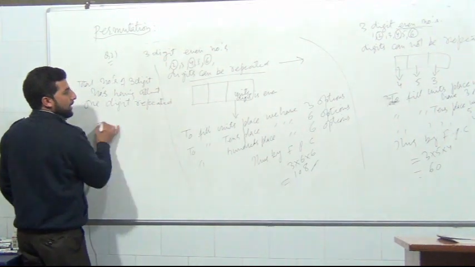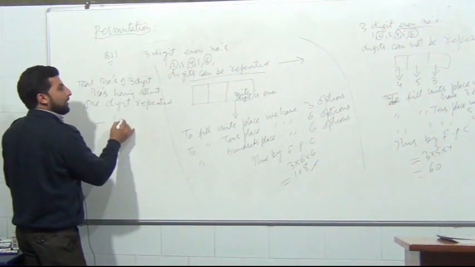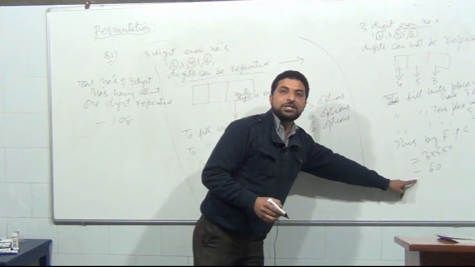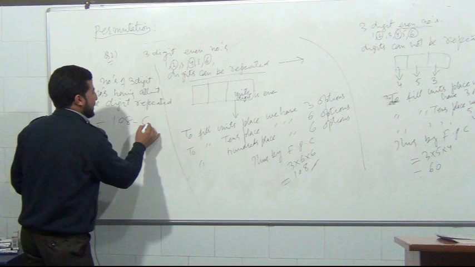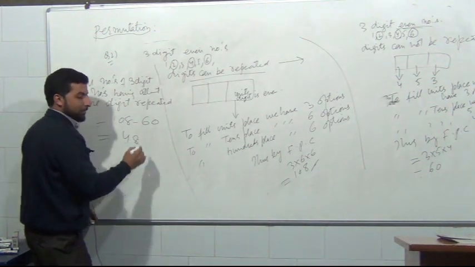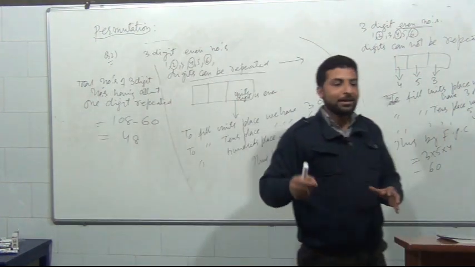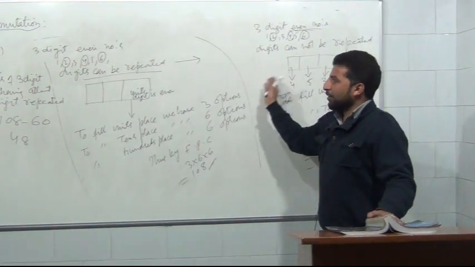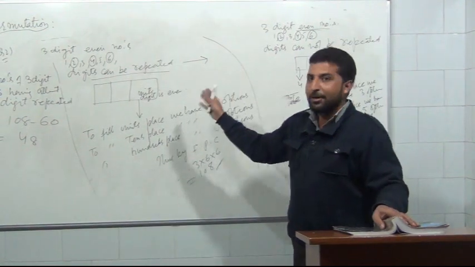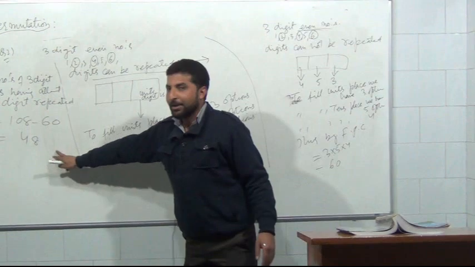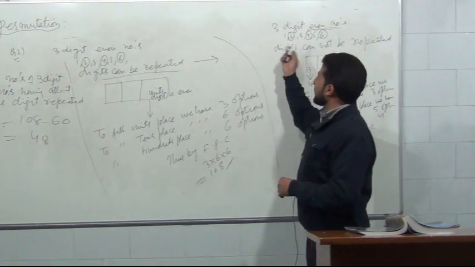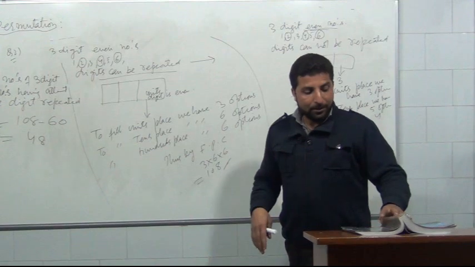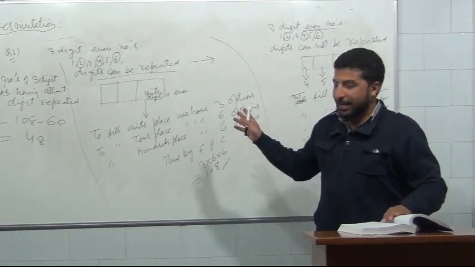is equivalent to what? Yes, the total number of numbers, that is 108 minus what? Those in which you have not the digits repeated. That is 108 minus 60. So you have 48 such numbers in which you have repetition. Of course, you can repeat only one digit. You cannot repeat two digits here. But there are 48 options in which any of these 1, 2, 3, 4, 5, 6 is repeated twice or thrice. I think you are getting it.